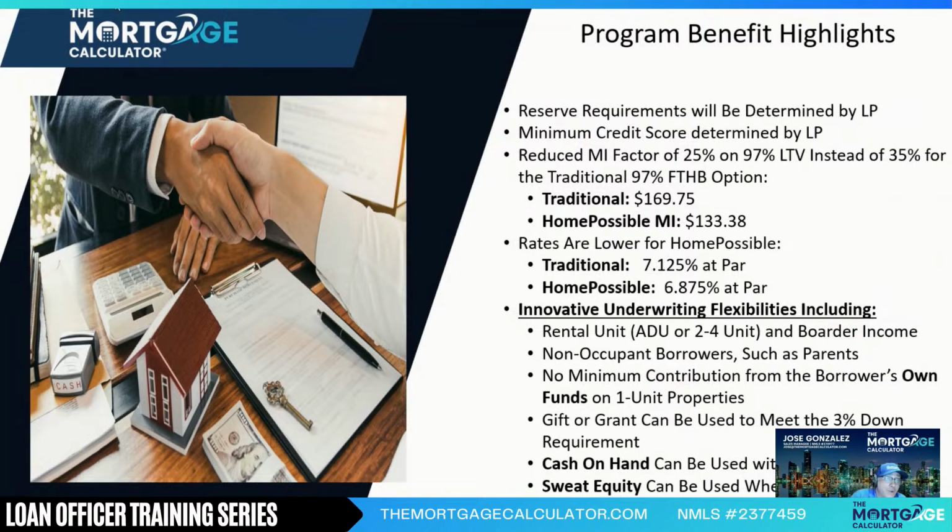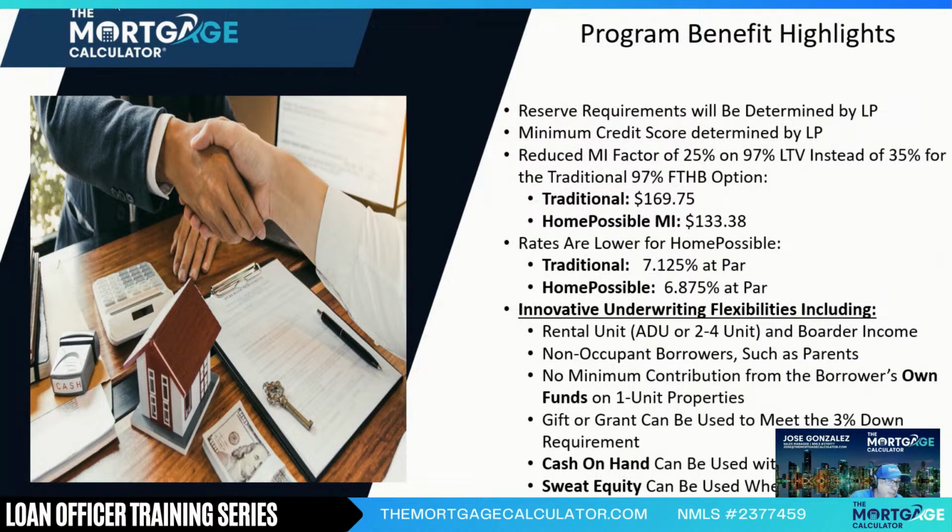And I did mention the no minimum contribution from borrowers' own funds on 1-unit properties. Another big one here, cash on hand can be used with restrictions, which I'm going to break down in the next slide as well, because that's another big one. And sweat equity.